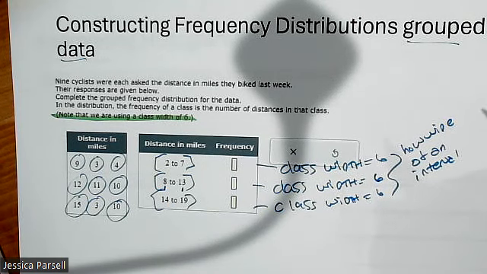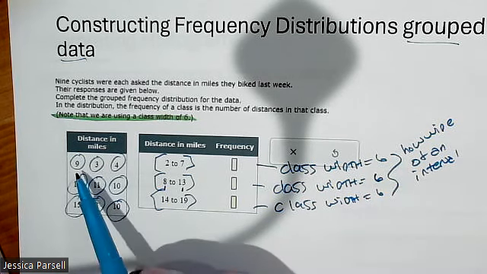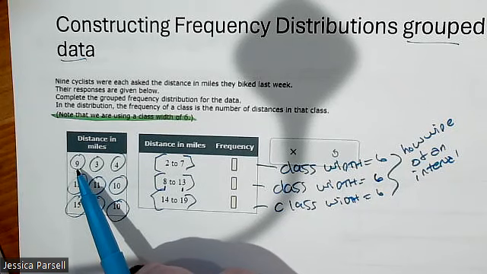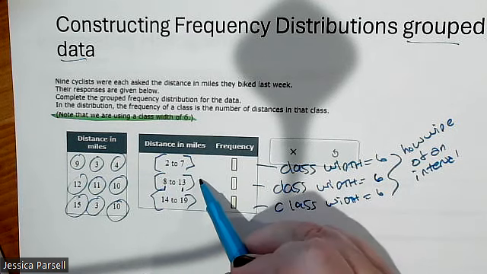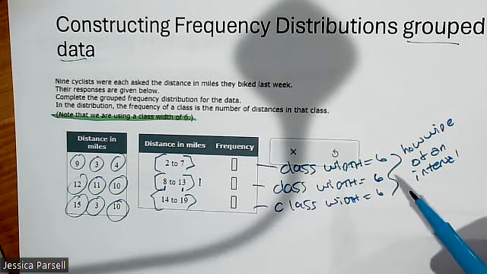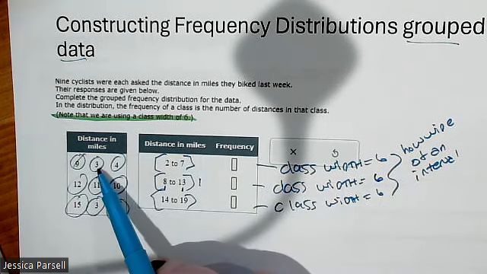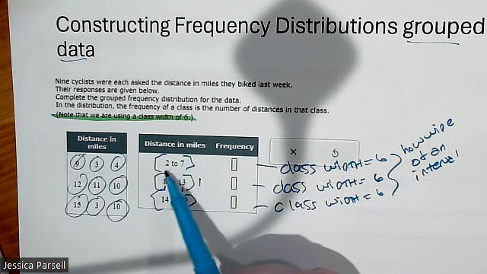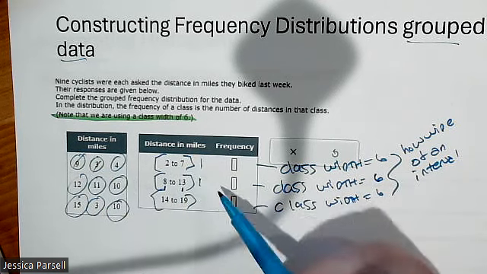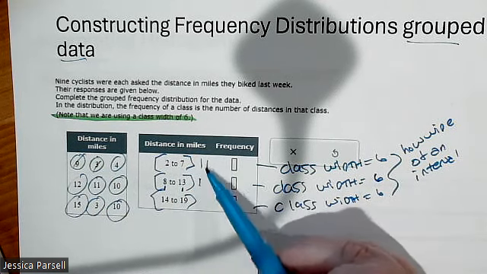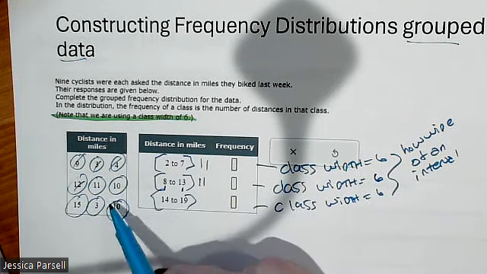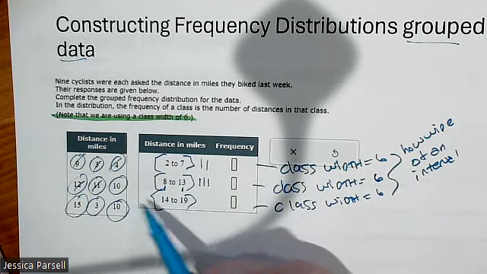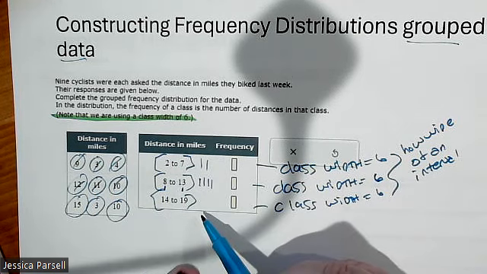Okay, so for this, we might use some tick marks. You're going to start by looking at this person, who said they biked 9 miles. So 9 is going to fall between 8 and 13. I'm going to give it a little tick mark and cross that off. 3 would fall between 2 and 7. It's in that class. 4 is also between 2 and 7 miles. 12 is between 8 and 13. 11 is between 8 and 13. 10 is between 8 and 13.